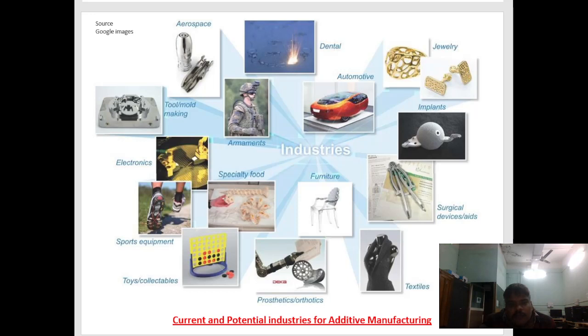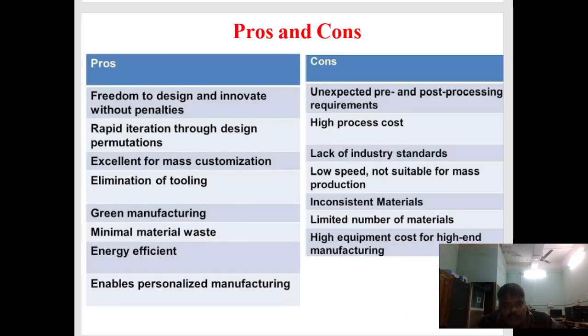Source is taken from Google Image: aerospace industry, dental industry, jewelry, automotive, implant, surgical devices, textile, furniture, prosthetics, specialty food, toys, sport equipment, electronic, tool mold making, aerospace, dental, automotive, armament. So that's all about the industries which are using additive manufacturing.